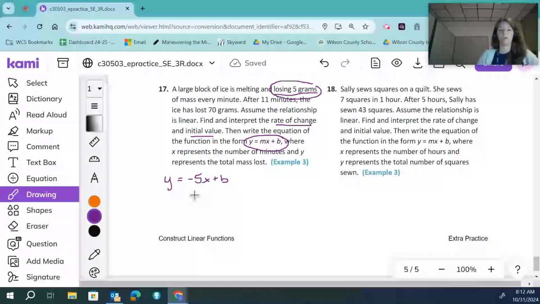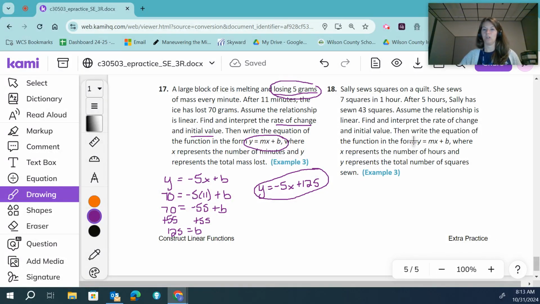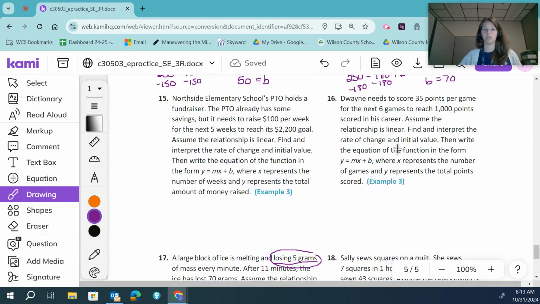They give us the x value of 11, so negative 5 times 11 plus b equals 70 grams, which is the amount lost. That's going to be your total. So negative 5 times 11, negative 55 plus b equals 70. Add 55 to both sides. 125 equals b. So your equation for your function is y equals negative 5x plus 125. And you can try this one on your own as well as those two if you would like.